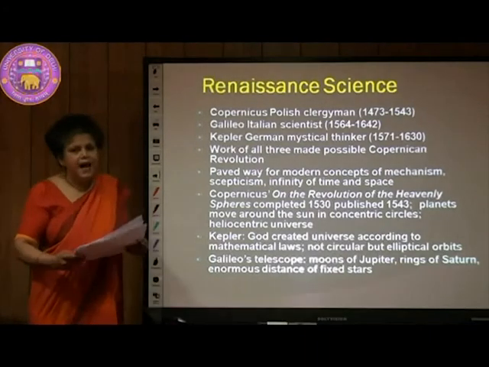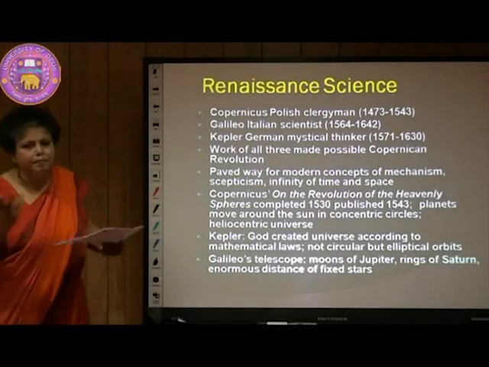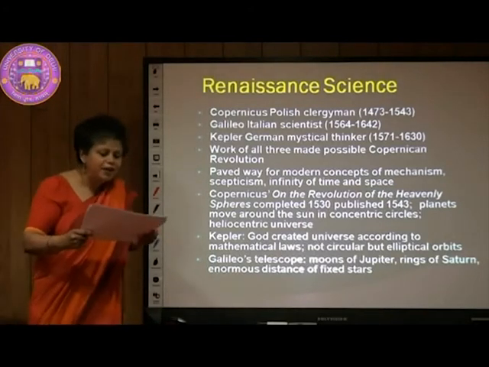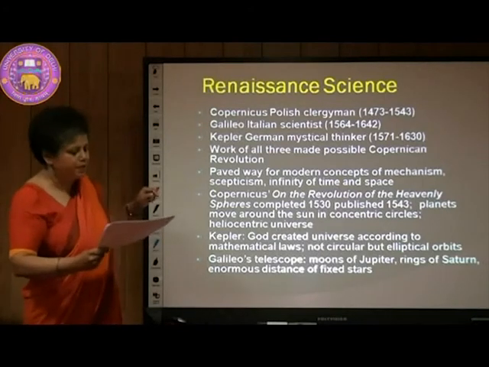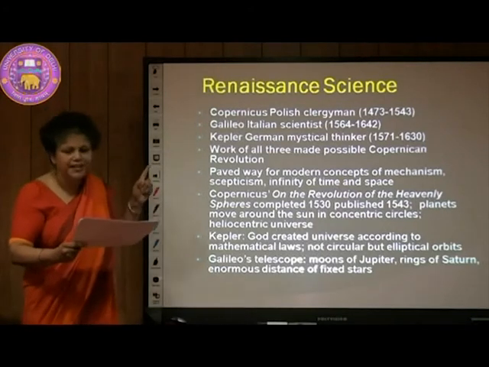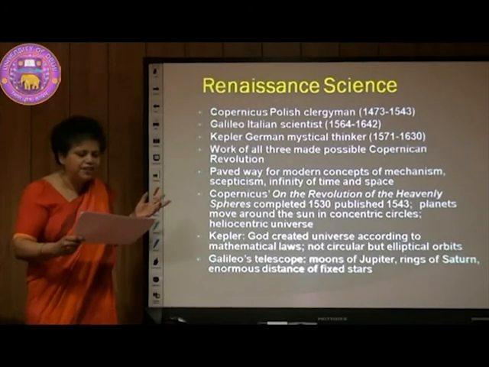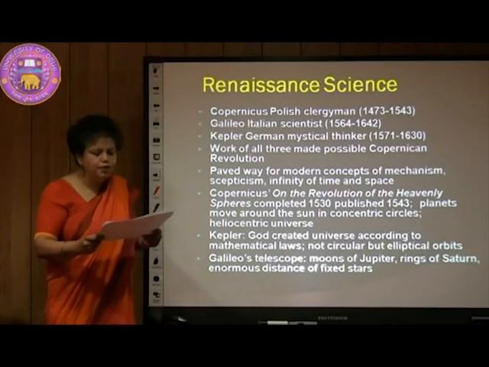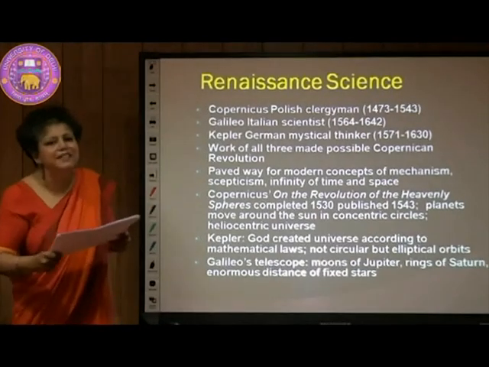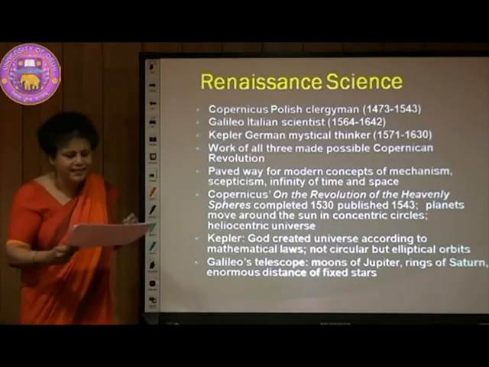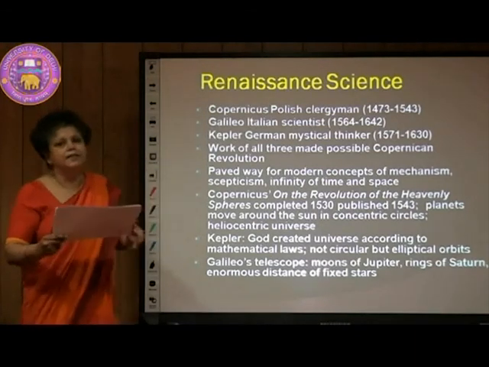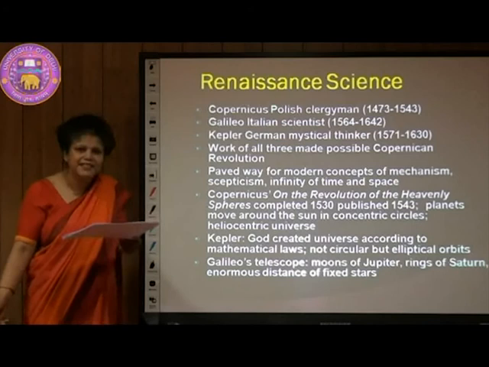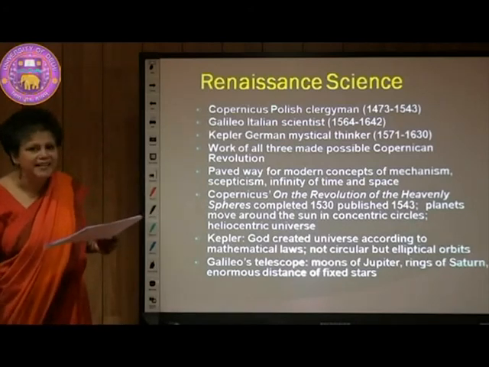Renaissance science. Now, we think, how can there possibly have been science in the Renaissance? This is not true. What we call the Copernican Revolution is brought about by three people. A Polish clergyman, Copernicus, 1473 to 1543, an Italian scientist, Galileo, 1564 to 1642, and Kepler, a German mystical thinker, 1571 to 1630. So the work of all three of these makes possible the Copernican Revolution, and they paved the way for modern concepts like skepticism, infinity of time and space, mechanism.